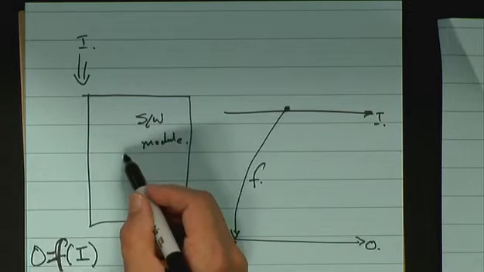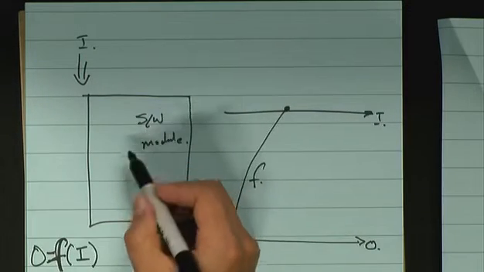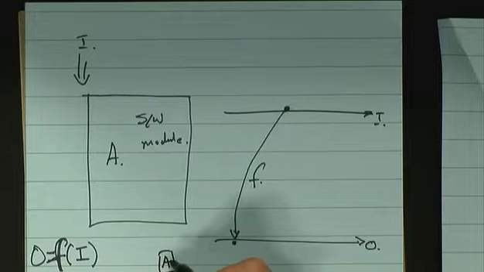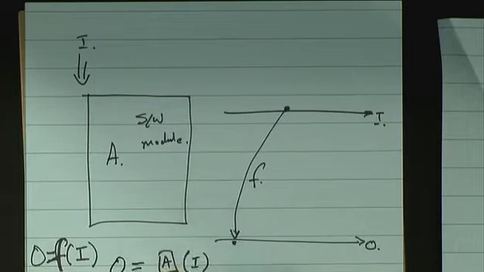So this software, let's call it A. This software A applied to I will map to this O. So this software serves as a mathematical function to map me from the input to the output. That's one way of formally specifying it: by specifying a mathematical function.